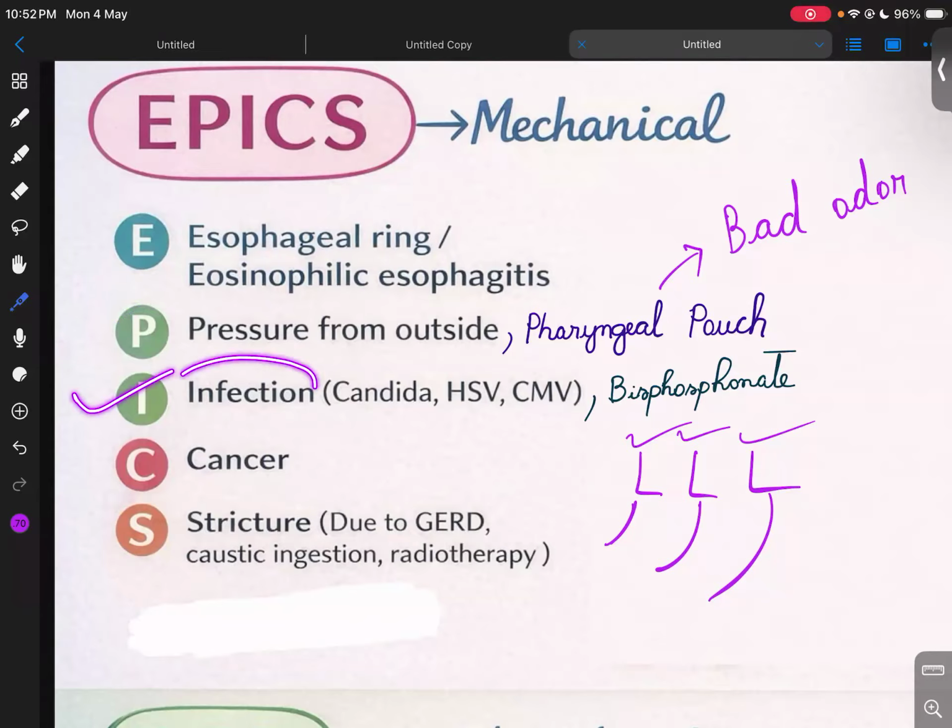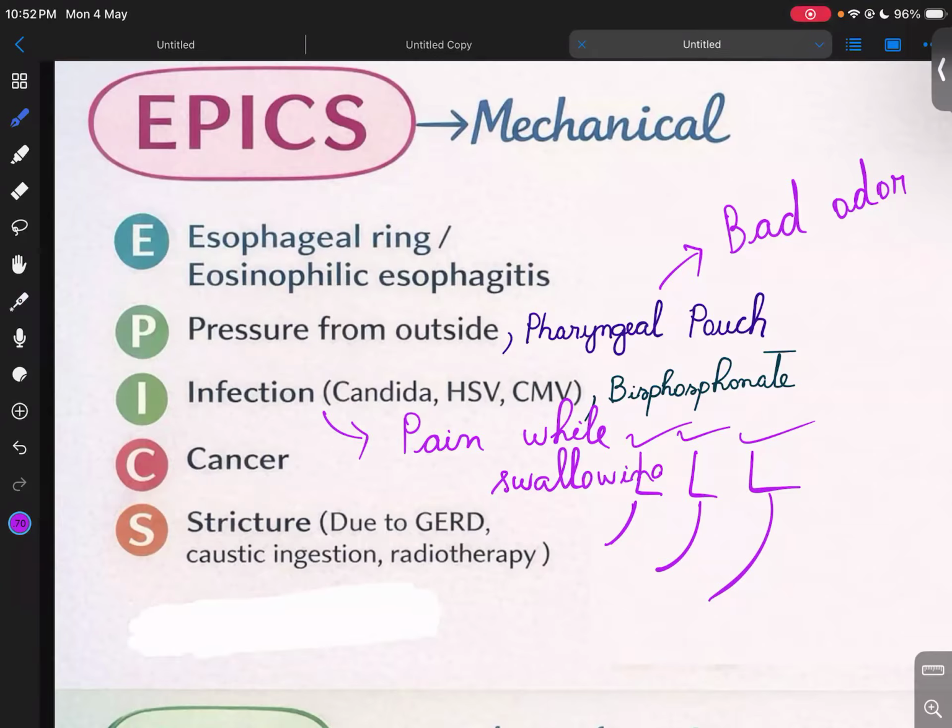Then I goes for infection, that is for esophagitis. In case of esophagitis, patient will have odynophagia, that is painful swallowing. So we just have to ask, do you have any pain while swallowing? And that's all to get our diagnosis. If there is any pain in swallowing, look at the personal history.